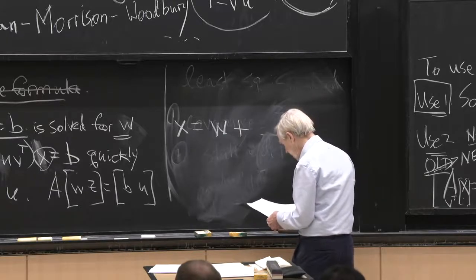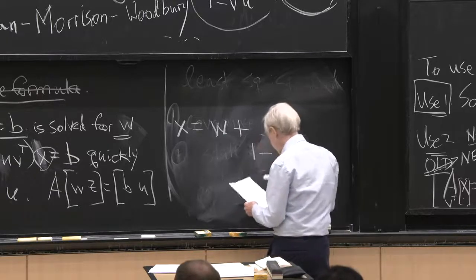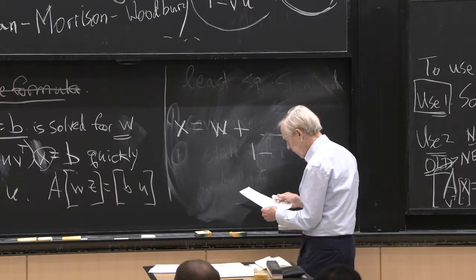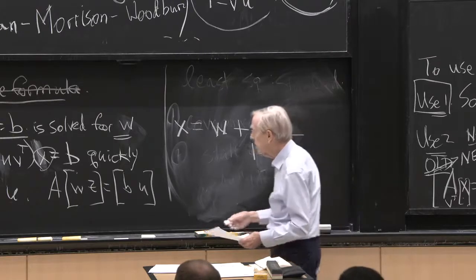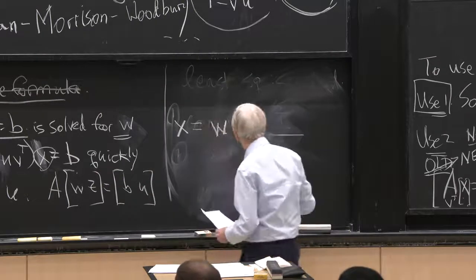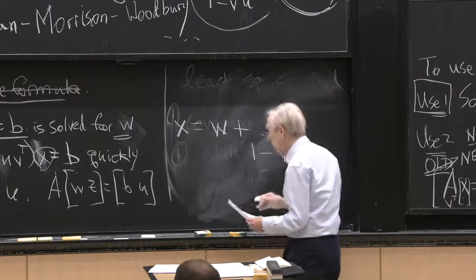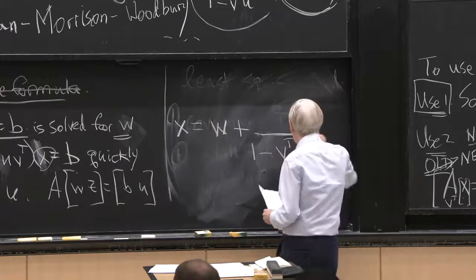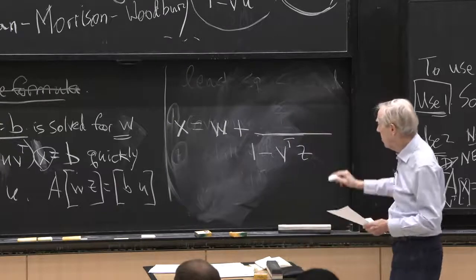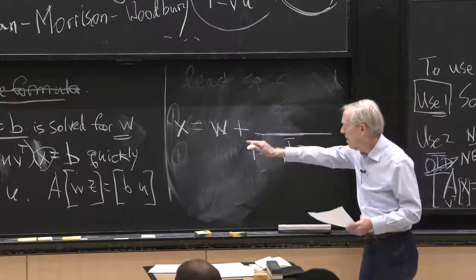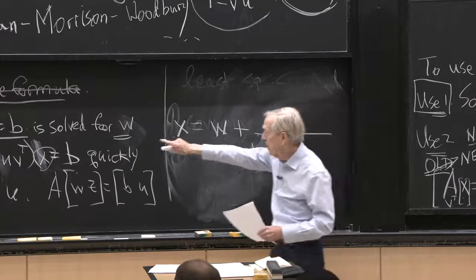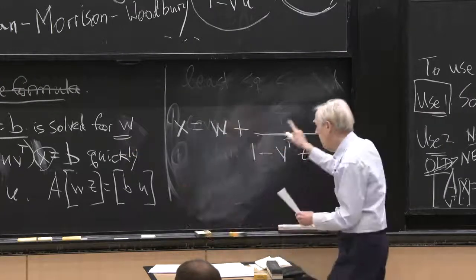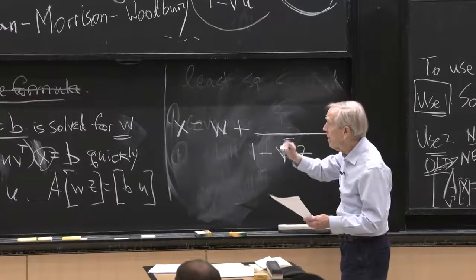We know what that is. We want 1 minus V transpose Z, so it's the V from here. 1 minus V transpose, and it's the Z there. Oh yeah, okay, this is good. So I'm going to get a formula that changes the solution W by a term that we recognize as coming from Sherman-Morrison-Woodbury.